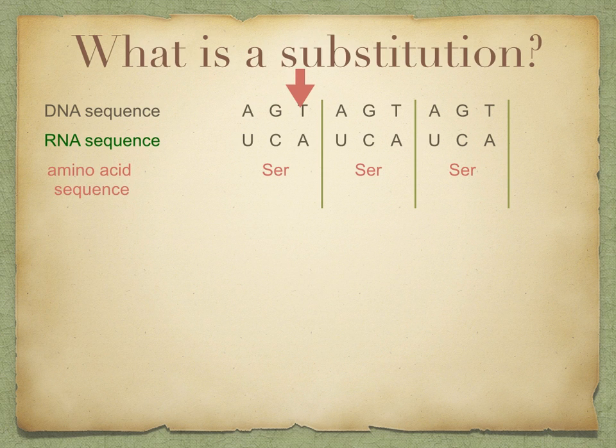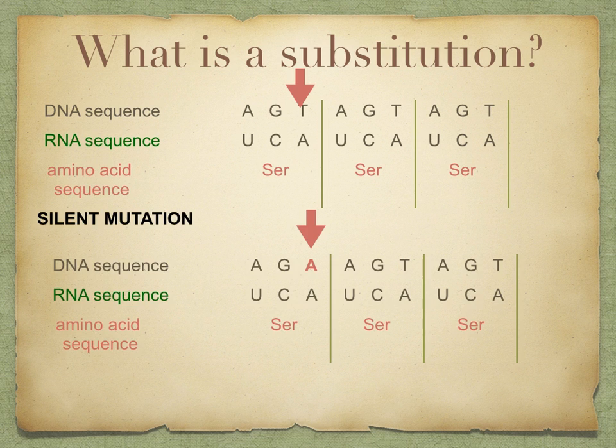Okay, if you have substitution, so if a nucleotide in a DNA sequence is replaced by another that's got a different base, this type of mutation is called a substitution. Now, if it doesn't have any effect on the amino acids coded for, as you can see here, serine is still coded for, even though you've changed the base from thymine to adenine, we call this a silent mutation.